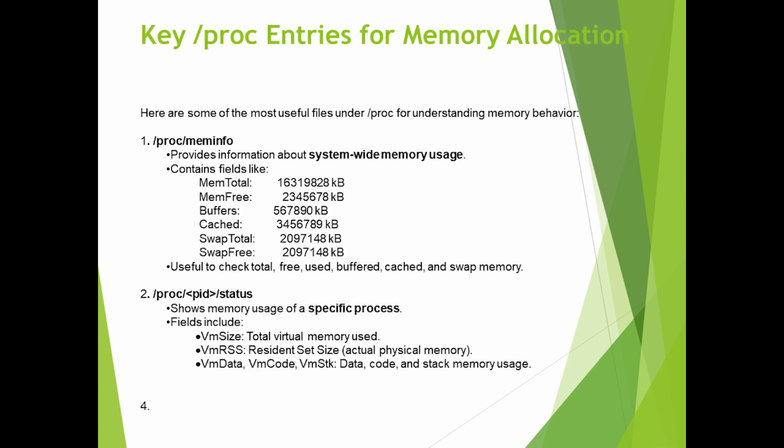The key entries for memory management using /proc. The first provides information about system-wide memory usage, containing fields like total memory, free memory, buffers, caches, total swap space, total free swap space, etc. The next one gives the information about the status, showing the memory usage of a specific process, that is VM size, resident set size, VM data, code, and stack information.